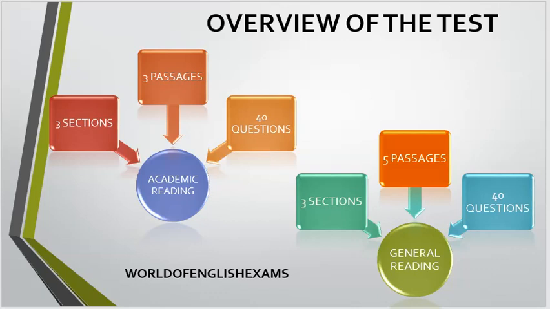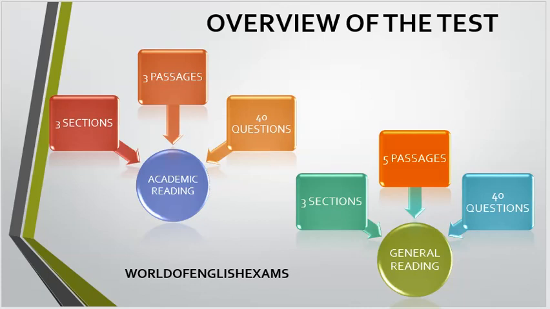Similarly, if you are a general training candidate, or maybe you are attempting the general training test, you have to attempt 3 sections, but you need to read not 3 passages but 5 passages, out of which 4 of them would be smaller and 1 would be a bigger passage. Then you need to answer 40 questions just like the academic students. So this is the overview. If you know the format, I hope you can prepare much better.